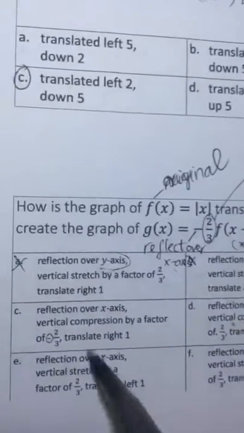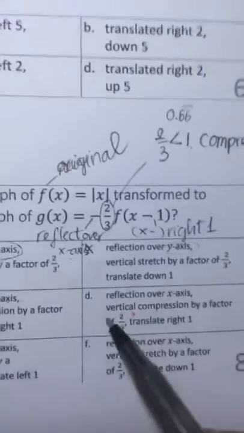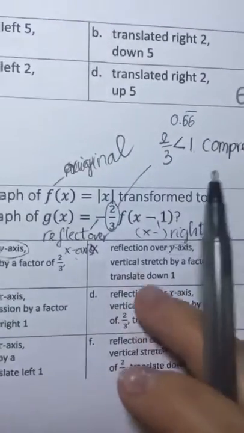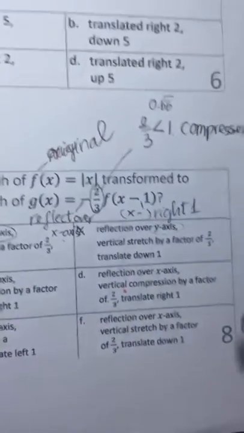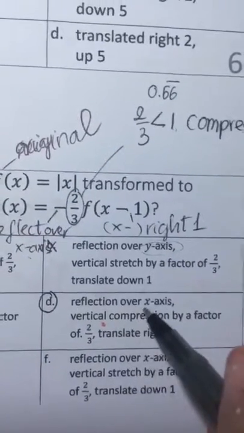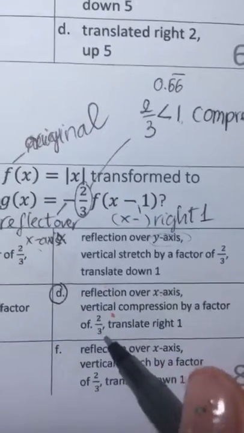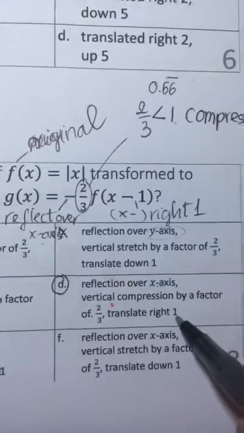Negative just means I reflect over the x. That's it. So C is not the right answer. Even though it has everything that we ask for, the factor is a negative number, so we don't choose it. The answer is D. Reflect over the x, vertical compression by a factor of 2/3, translation right 1 unit.